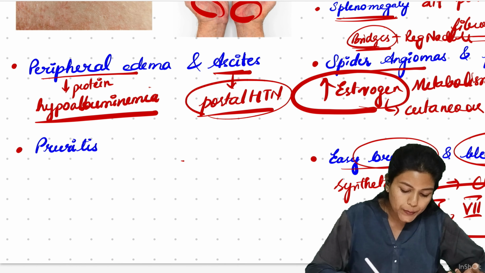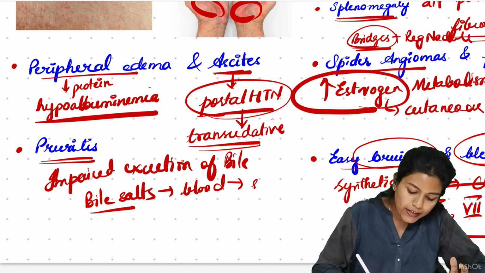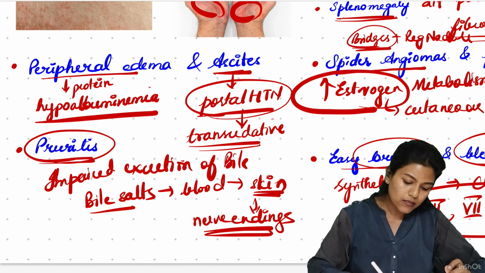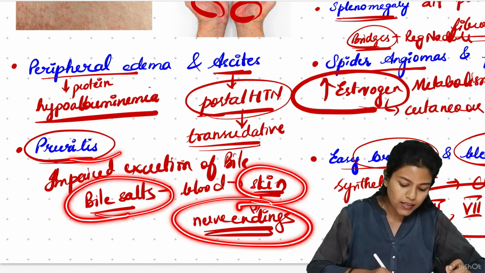And there is pruritus. Pruritus means itching. It is because of deposition. First of all, there is impaired excretion of bile, because of which the bile salts will accumulate in the blood. Bile salts will go into the blood. From there, they will get deposited in the skin. They will stimulate the nerve endings. So, because of which there's pruritus. Pruritus is because of deposition of bile salts in the skin, which stimulate the nerve endings and cause pruritus.